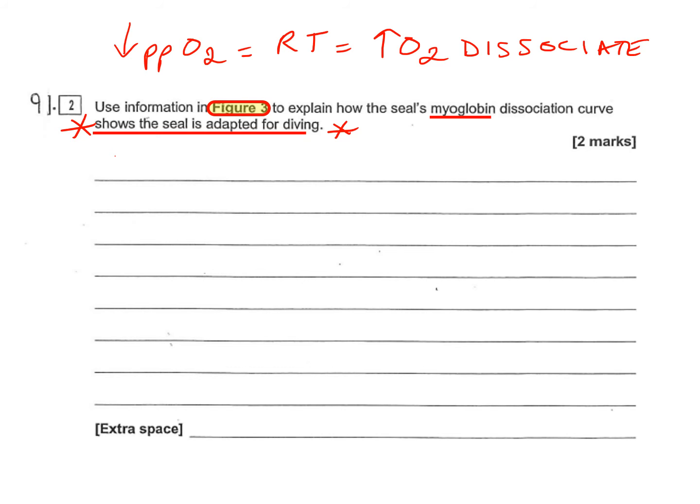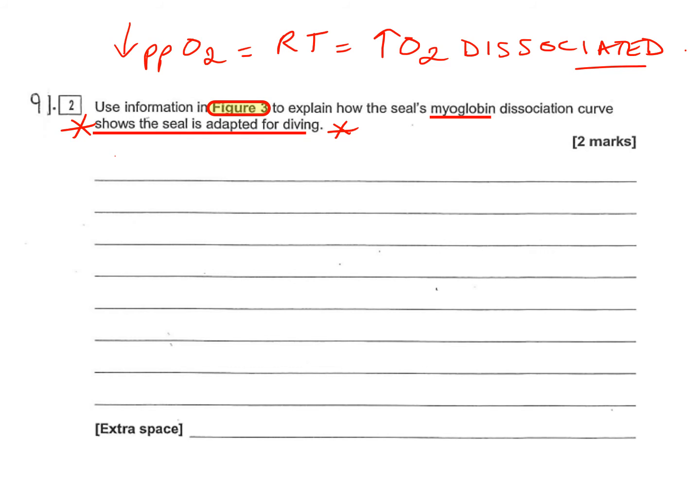And that is used in aerobic respiration. Now, once the oxyhemoglobin has released all its oxygen, then when the PPO2 is very low, the myoglobin will release its oxygen. So it's a store of oxygen. Now, if there was no myoglobin, the muscles of the seal would switch to anaerobic respiration in the absence of oxygen.